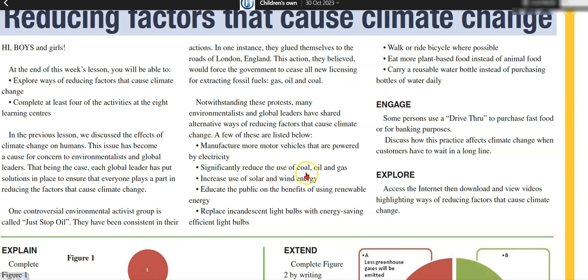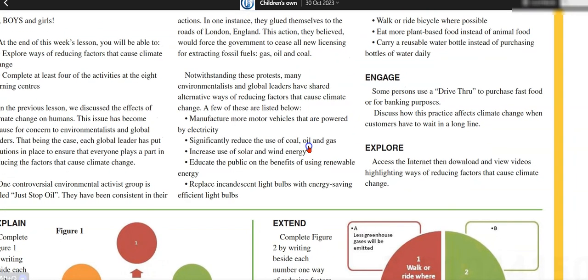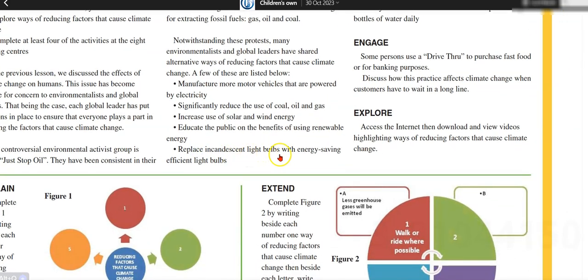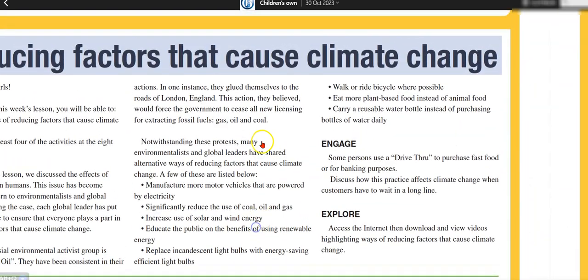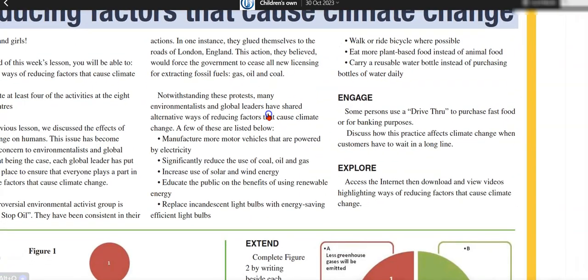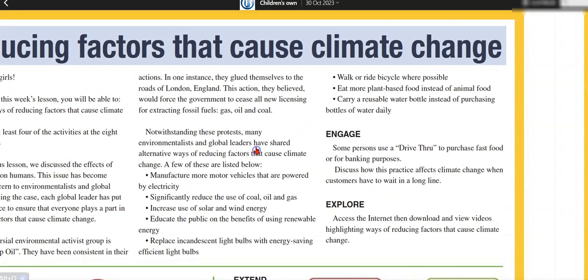Significantly reduce the use of coal, oil, and gas. And we can do that by increasing the use of solar and wind energy. Educate the public on the benefits of using renewable energy and replace incandescent light bulbs with energy-saving, efficient light bulbs. So we could move away from the old bulbs to the newer ones that use LEDs. Walk or ride bicycles where possible.